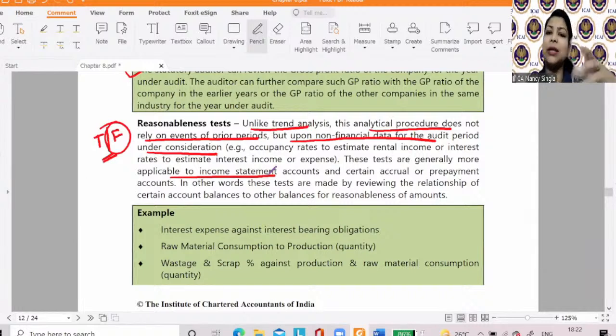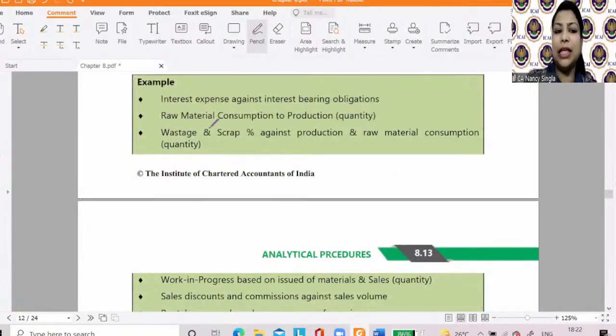See, reasonableness is what? Considering this amount and considering this non-financial data, it appears to be reasonable. So it is more applicable to what? Income statement accounts. So what are the examples? See, interest expense against interest-bearing obligations, raw material consumption to production quantity.